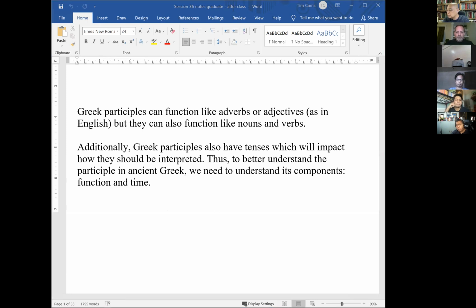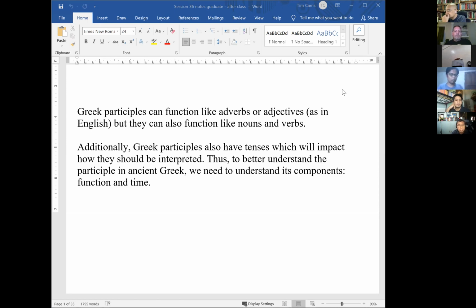And just by way of review on these guys, Greek participles again can function like the English counterparts, the ones that in English participles modify adjective verbs or nouns, and certainly the Greek participle does that. But additionally, there are other ways that it functions. It can also function like a noun or a verb. And in fact, we'll see quite often they function as nouns.